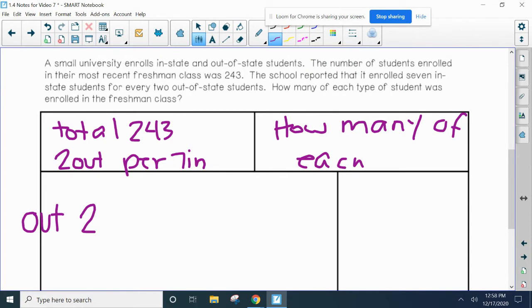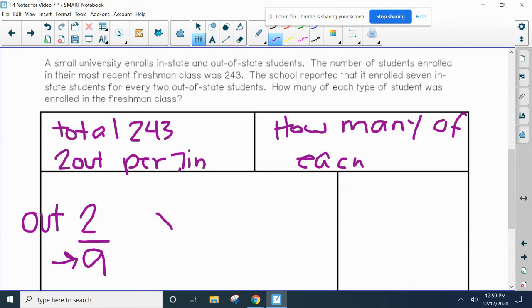So 2 per 7. So 7 and 2 give me 9. So if there are 9 kids total, because 2 out and 7 in is a group of 9. So we're talking about a group of 9. But out of the 9 of them, 2 are out of state.